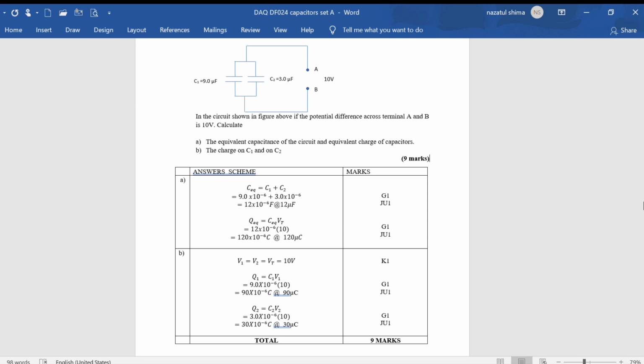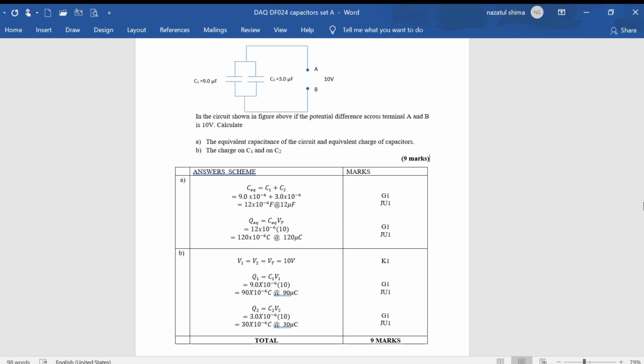Question number 2 is about the chapter capacitor and dielectrics. Okay, in the circuit shown in figure above, if the potential difference across terminal A and B is 10 volts, calculate the equivalent capacitance of the circuit and equivalent charge of capacitor. B, the charge on C1 and on C2.